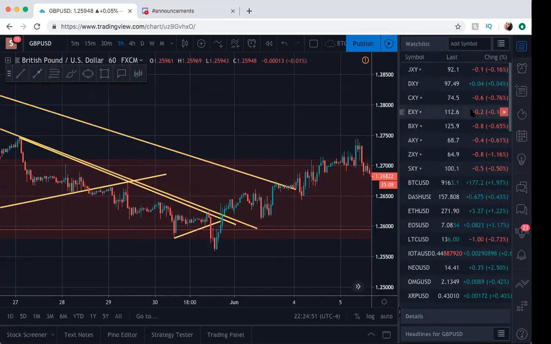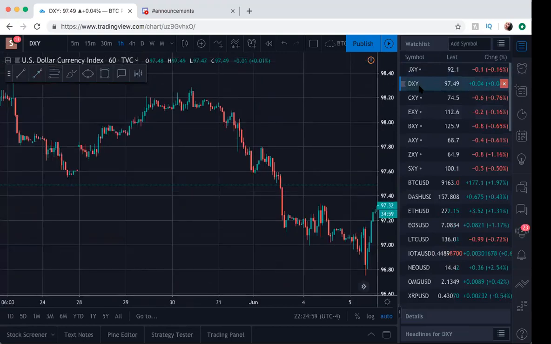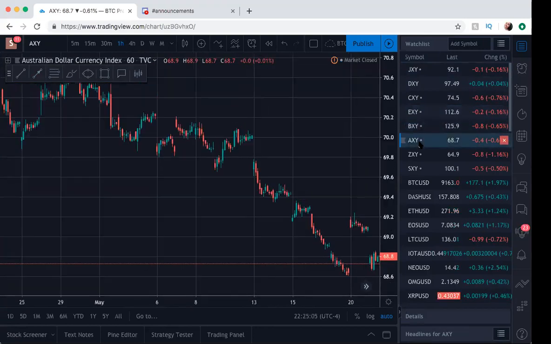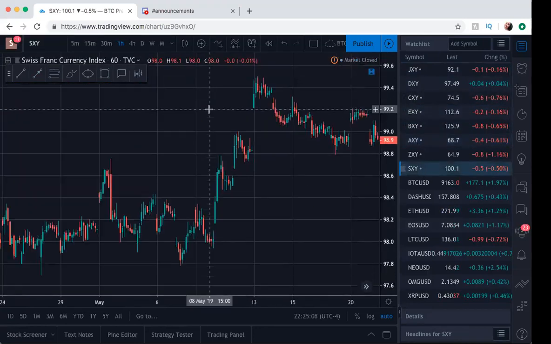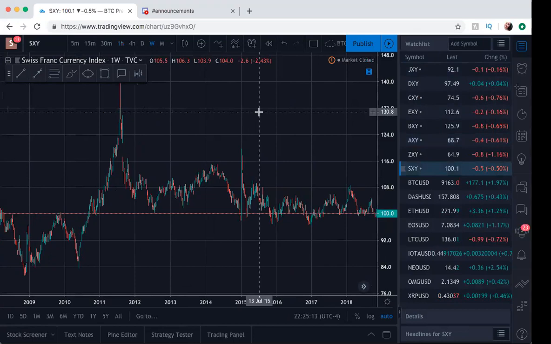To wrap up currency indexes, these are all the currency indexes. We have the yen as JXY, we have the dollar as DXY, Canadian dollar, euro, British pound, pretty much all the majors, even the Swiss franc. They all have their own currency indexes. So when I'm doing my markups, I'm looking at the daily, the weekly, and the monthly, specifically for these. Because with the currency indexes, you want to see the whole macro perspective of the whole trend and where institutions and banks are going to want to push the market.